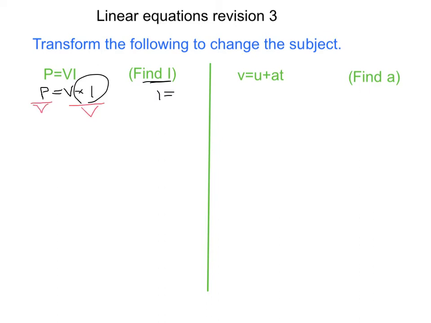So we have V divided by V, they will cancel down. That will leave us with I all on its own on the right hand side, and that'll be equal to P over V on the left hand side. So that's our end result: I is equal to P over V.